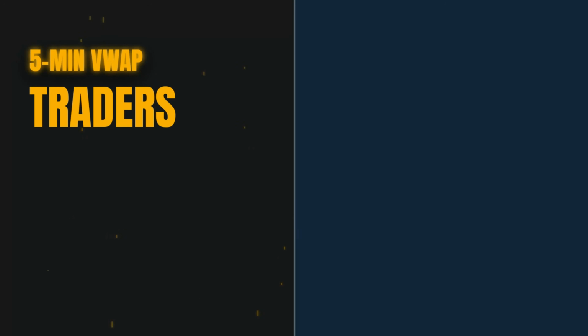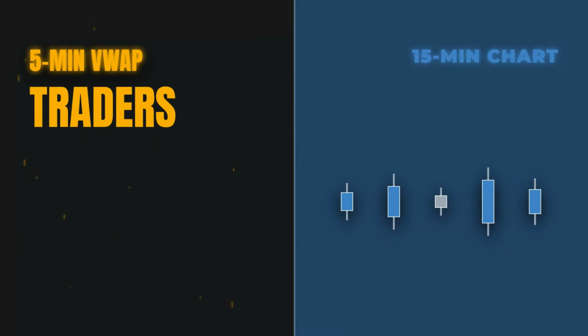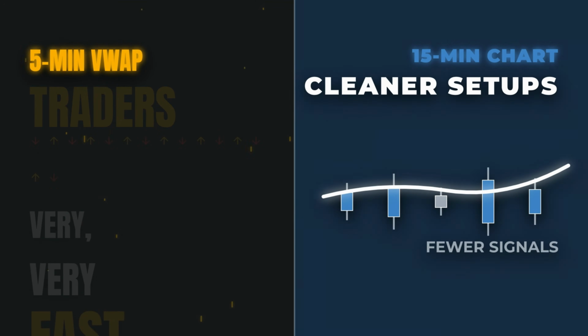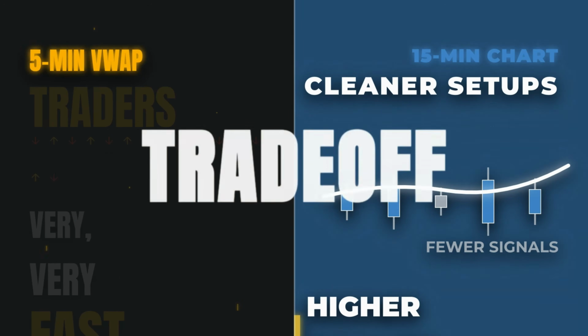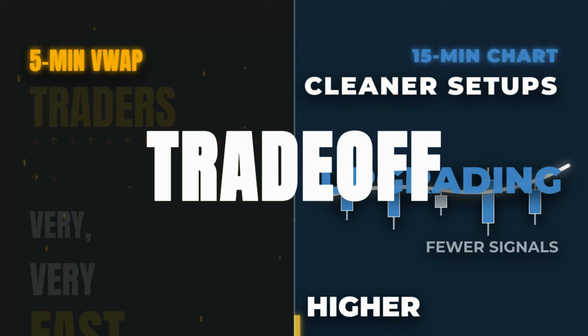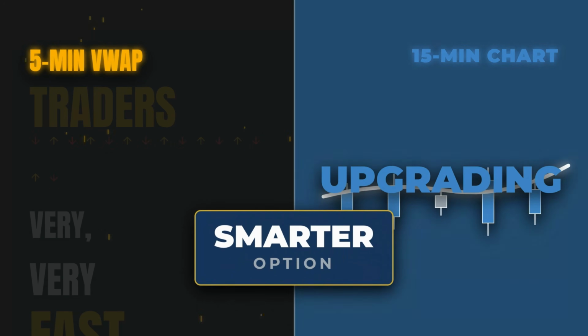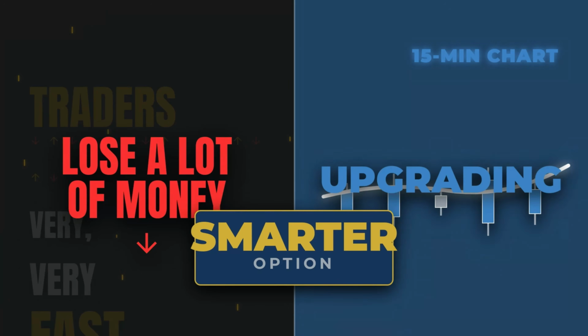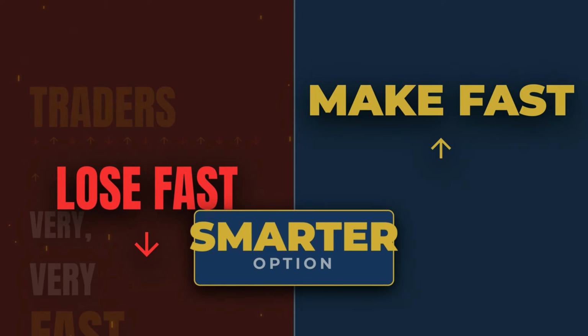If the 5-minute VWAP is for traders who want to move in and out very, very fast of their positions, the 15-minute chart is for traders who want cleaner setups with less noise. Fewer signals, but higher quality setups. That's the trade-off you're making if you're upgrading to a 15-minute chart. And for a lot of traders, that's actually the smarter option, especially these days where you guys can trade a lot and lose a lot of money very, very quickly, but also make money very, very quickly.